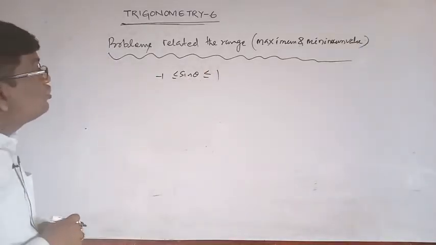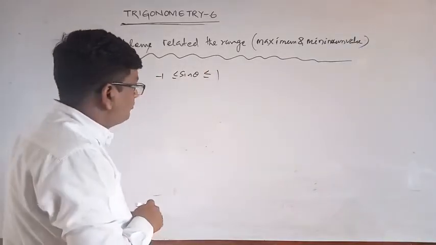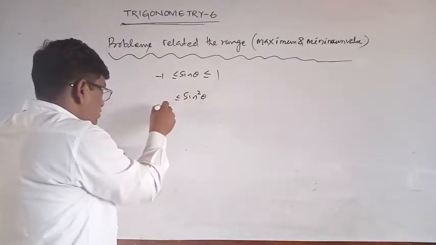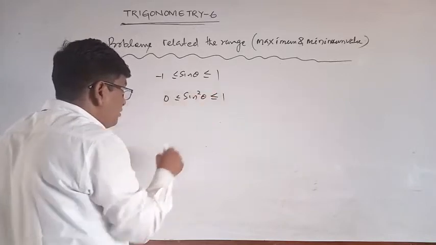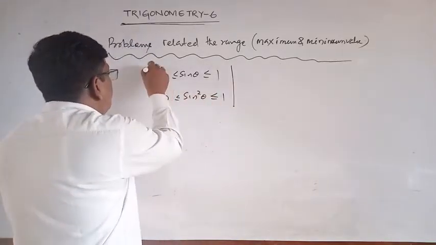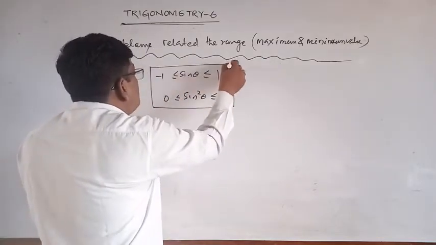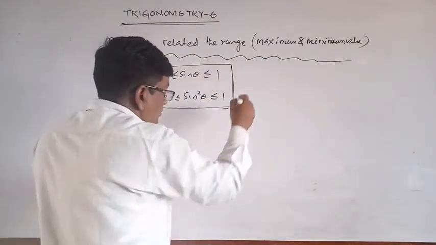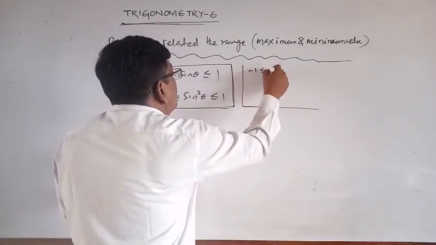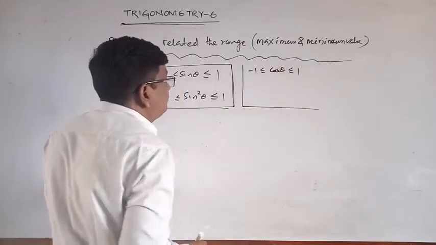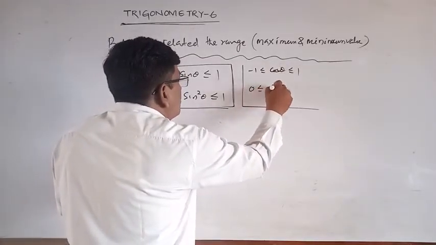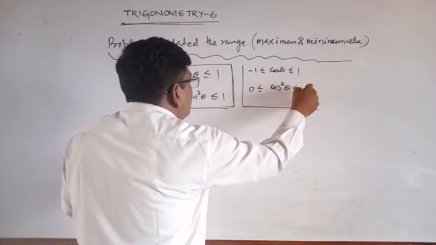If we square it, then sin square theta lies between what? 0 to 1. This is important. And the same thing: cos theta lies between -1 and 1, and its square is between 0 and 1. Cos square theta lies between 0 and 1.